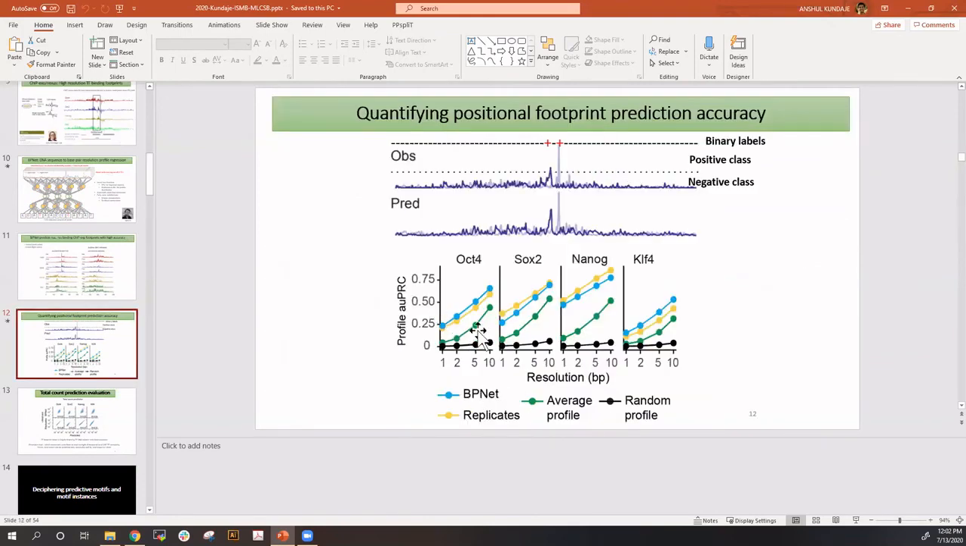The orange, I'm assuming you mean the yellow, in the AUPRC graph. The yellow line corresponds to if you took one replicate of an experiment and used it to predict another replicate. So it's basically measuring concordance between replicates, right? You use one replicate as if it's making predictions about the other replicate, predicting the footprints from the other replicate. That's the yellow line. It's a measure of the concordance between replicates for footprint precision.